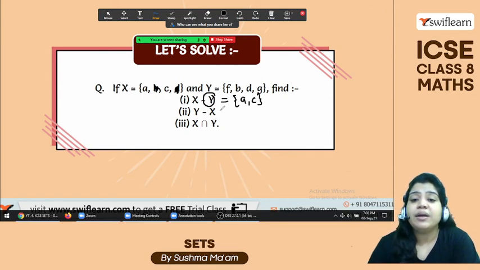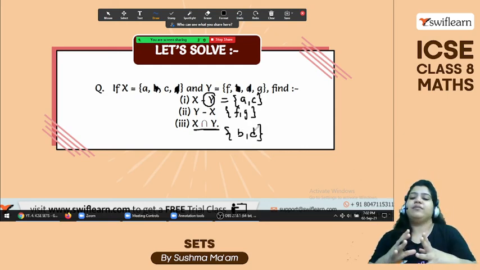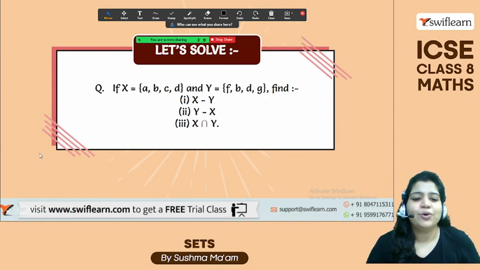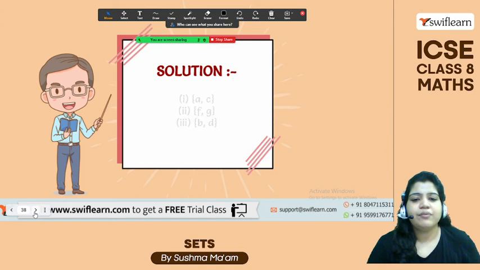Now y minus x. What are the common things? B, D. So we have only F and G here. Okay, and x intersection y. So we have B, D, the common things. Okay, I hope this one is clear to you all. Yes, and here we have the solution, the same thing.